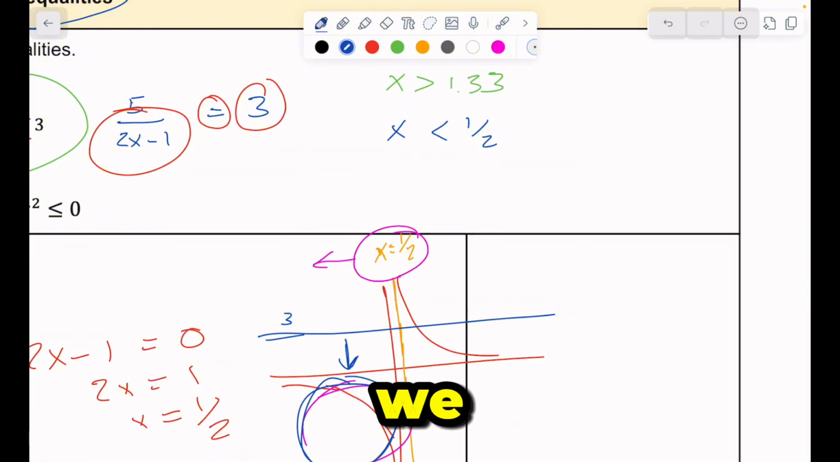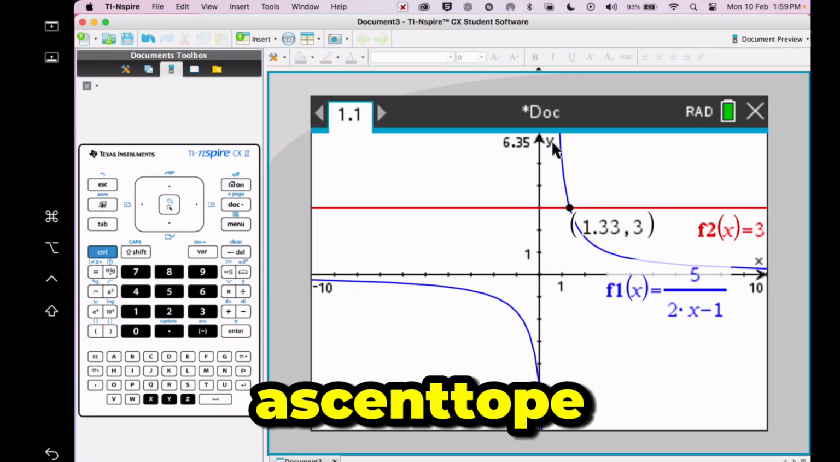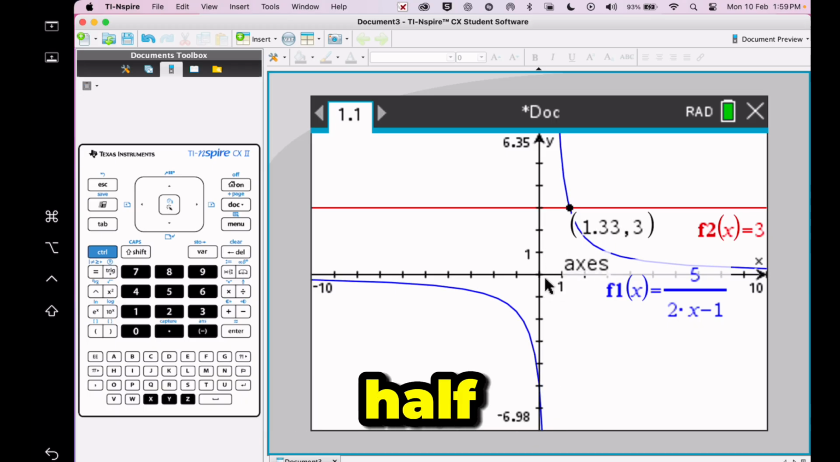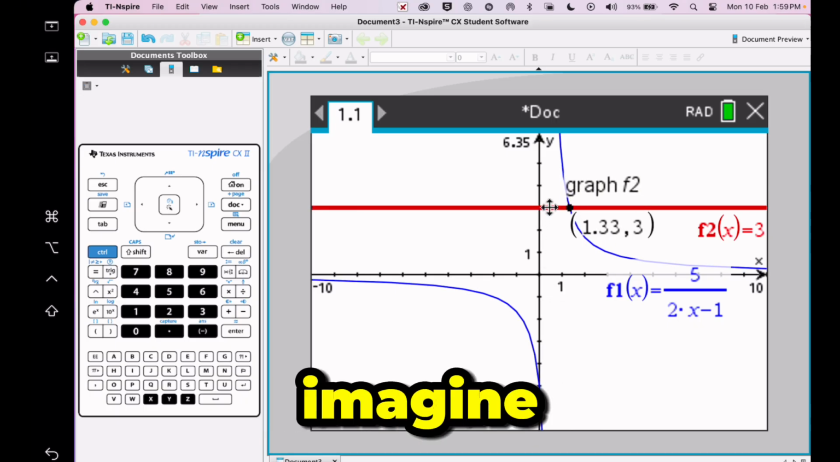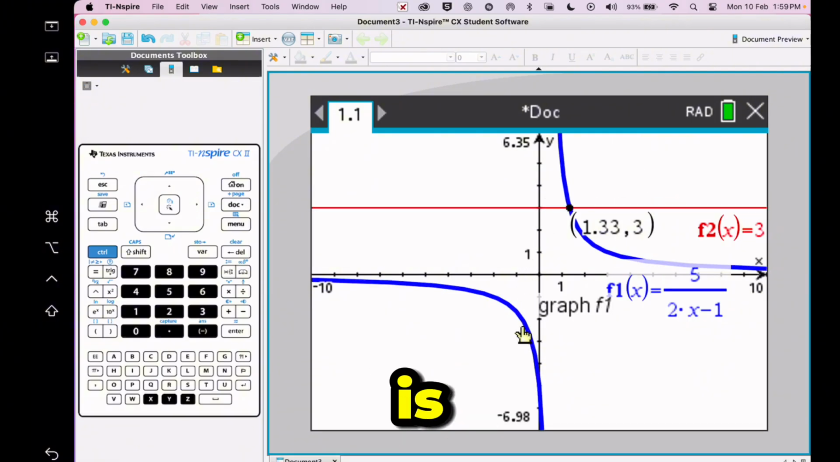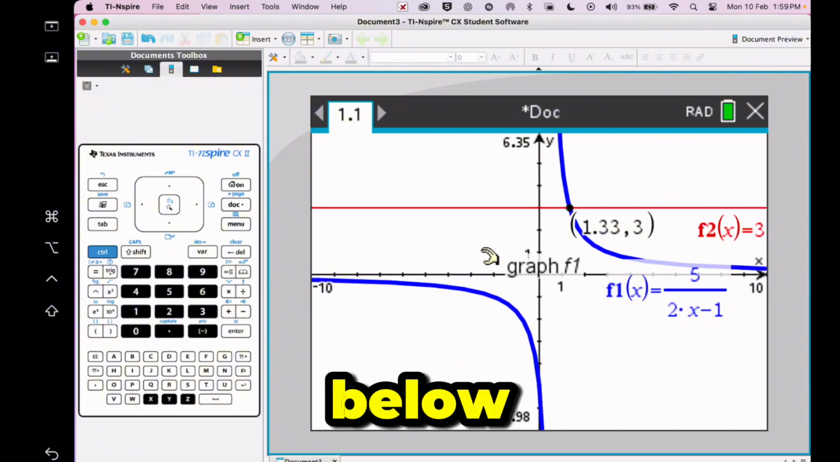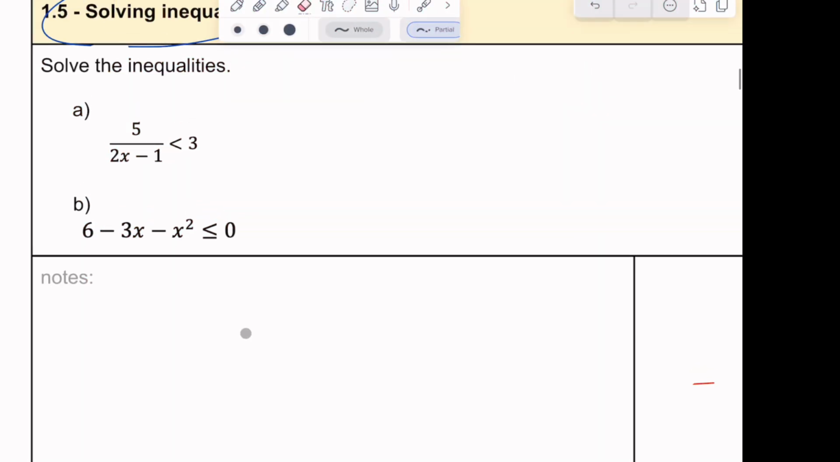So if we go back over to the graph here, we have this asymptote occurring at a half, and if we go to the left of that asymptote, imagine there is an invisible line here, to the left we can see that the graph is below 3. So a little bit of a tricky question, but we got there.